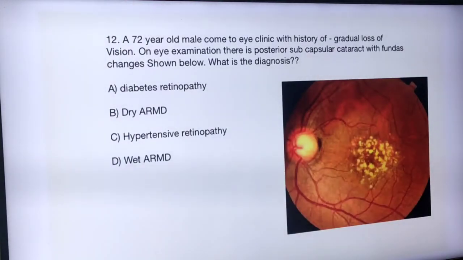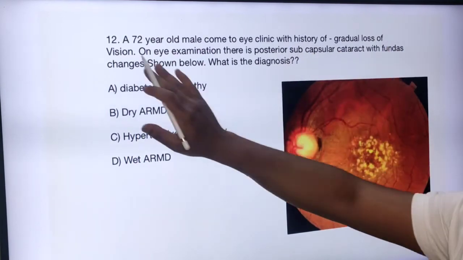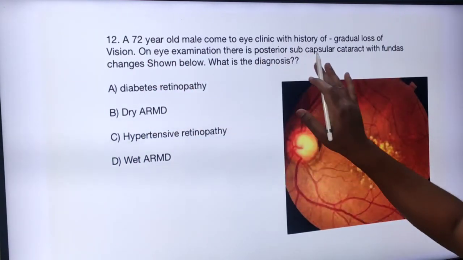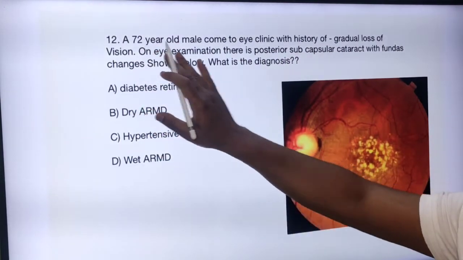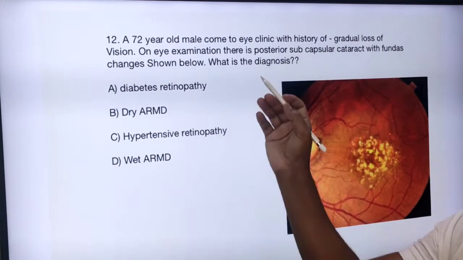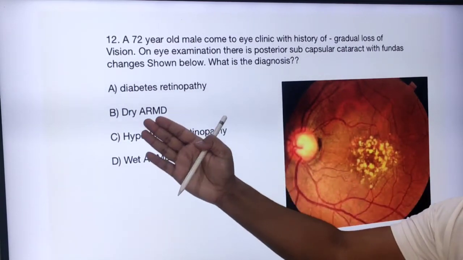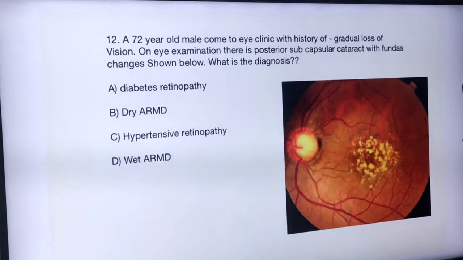Now the question, number 12, is: a 72-year-old male comes to the eye clinic with a history of gradual loss of vision. On eye examination there is a posterior subcapsular cataract with fundus changes. The 72-year-old man has come to the clinic, loss of vision is gradual. What is the diagnosis? Diabetic retinopathy, dry ARMD, hypertensive retinopathy or wet ARMD.